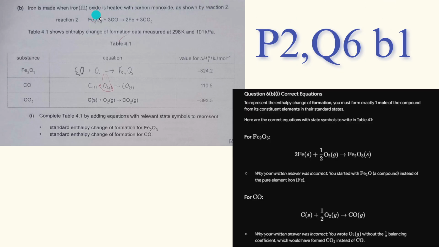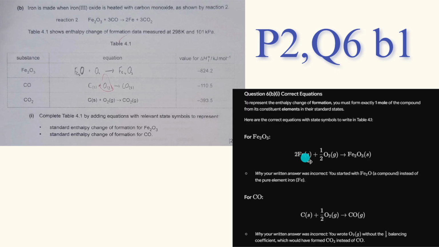We move to B1. Iron is made when iron oxide is heated with carbon monoxide as shown by reaction 2. Okay, the enthalpy change of formation data is measured at 298 Kelvin and 101 kPa pressure. Add equations with relevant state symbols to represent the standard enthalpy change of formation for iron oxide and the standard enthalpy change of formation for carbon monoxide. As you can see, this is the value of the enthalpy change.